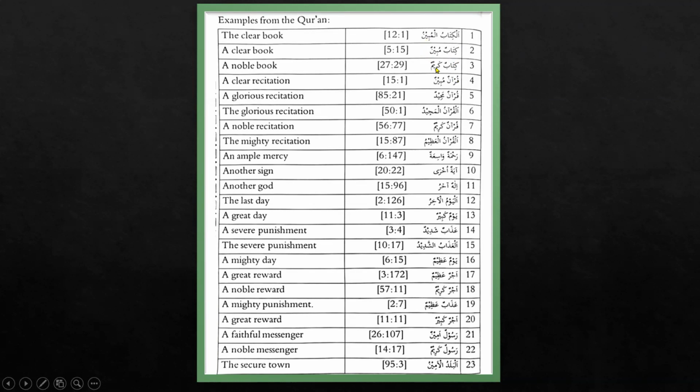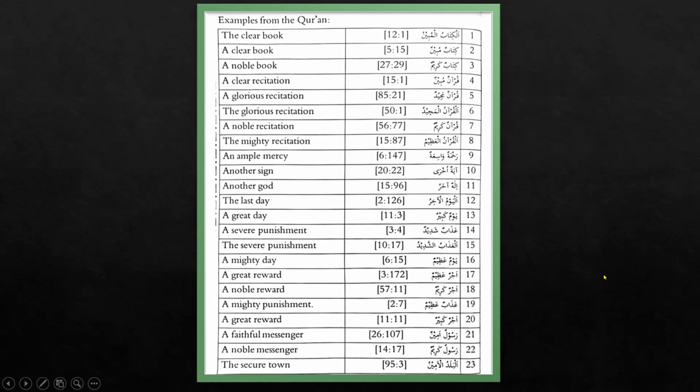A masculine word, masculine sifa. Kitabun karimun. Quranun mubinun. Masculine word, masculine sifa. Quranun majidun. Singular, singular sifa. Just like that, all these examples show us a Mawsuf Sifa fragment. Yawmun azimun. A masculine word, masculine sifa. Ajrun azimun. Here this is dhamma, here it is dhamma. Both are marfu.